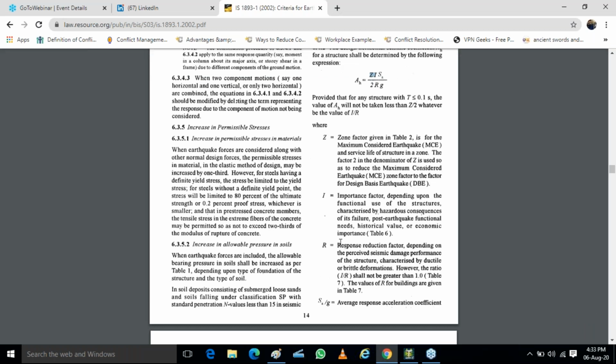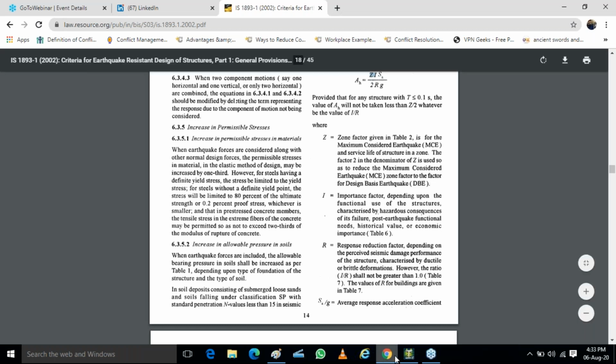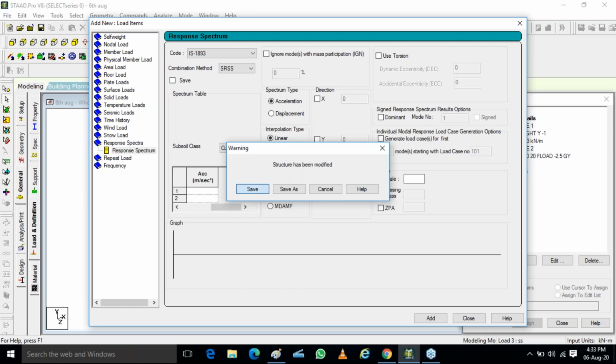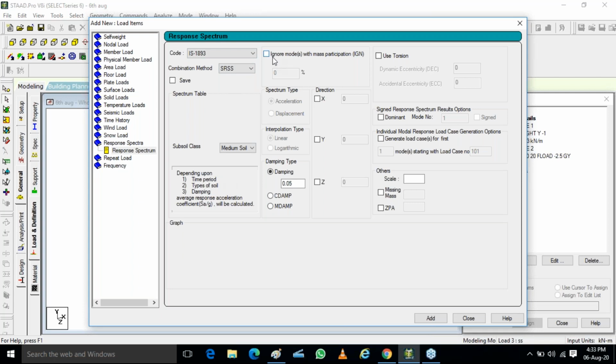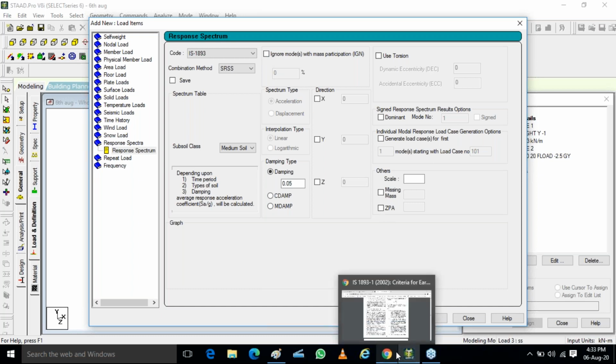So what you have to do in this seismic analysis is select your method of combination and your soil type. I'm taking medium soil type right now. Then mode shape: do you want to ignore the mode shapes beyond it? The mode shape definition in code has an option in which the mode shape is provided. What we are going to use is always more than 90% of the participation factor.